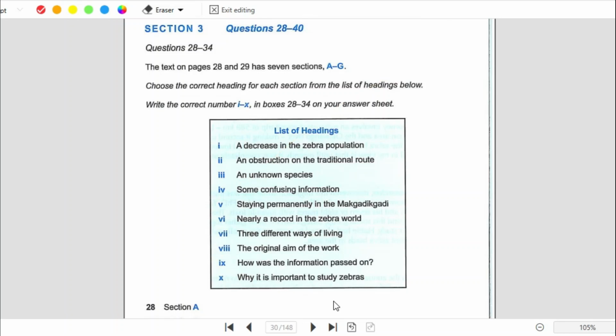Today we are going to discuss list of headings. The list of headings I'm going to do is C11 test 1 question number 28 to 40. Maybe you are familiar with this zebra population. Most of my students have told me it is very difficult to understand which list of headings is matching with the concerned passage. So today we are going to discuss this.